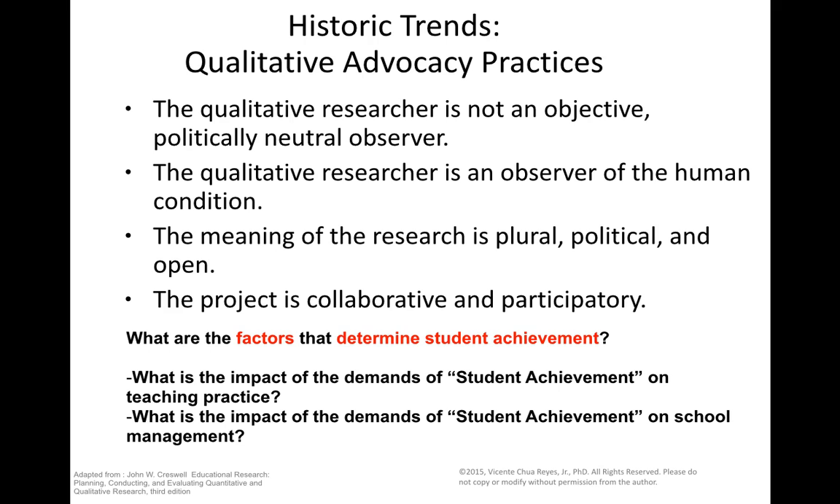Now, these two questions manifest the plurality of the central phenomenon, because student achievement can be seen from the perspective of teachers and also from the perspectives of school management. And it is also political, because how student achievement is viewed by teachers may be really diametrically opposed to how school management sees it. These are some things that happen in qualitative research.